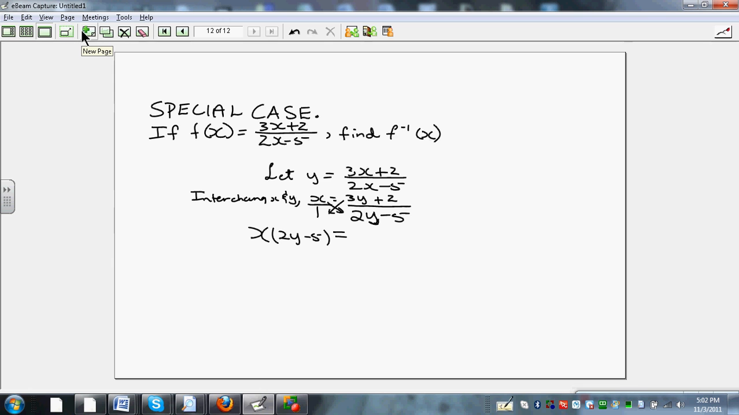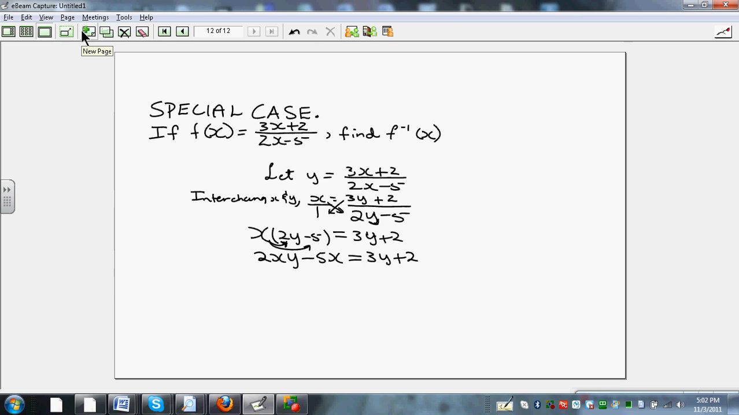is equal to 3y plus 2 multiplied by 1. So if we multiply by 1, we get back 3y plus 2. The next step is to expand. So we get x multiplied by 2y would give us 2xy when we do this multiplication here. And then x multiplied by minus 5 on this side will give us minus 5x. So we get 2xy minus 5x on the left hand side is equal to 3y plus 2.